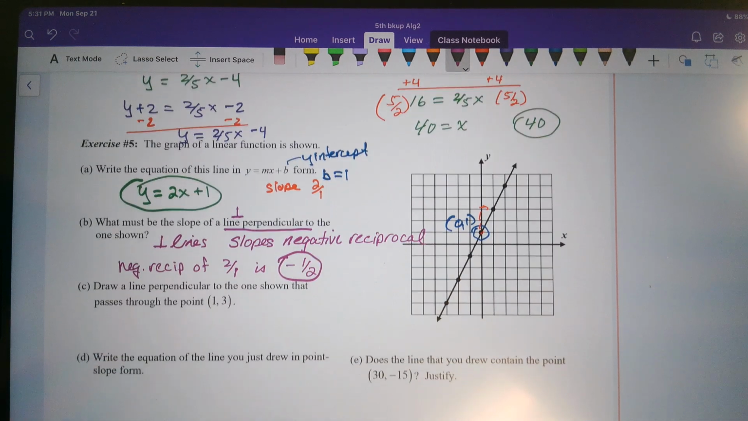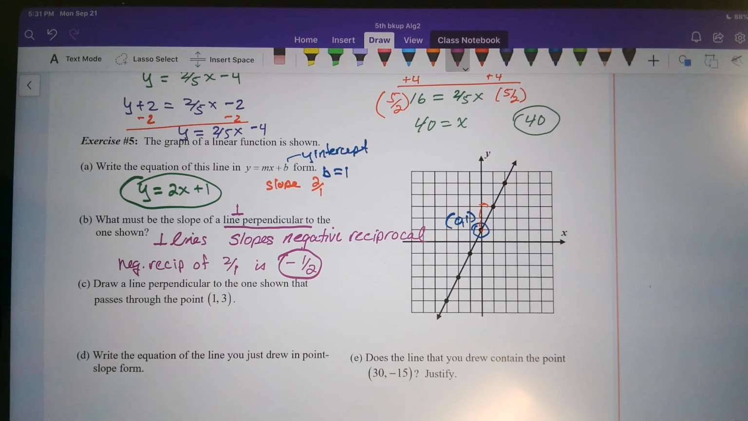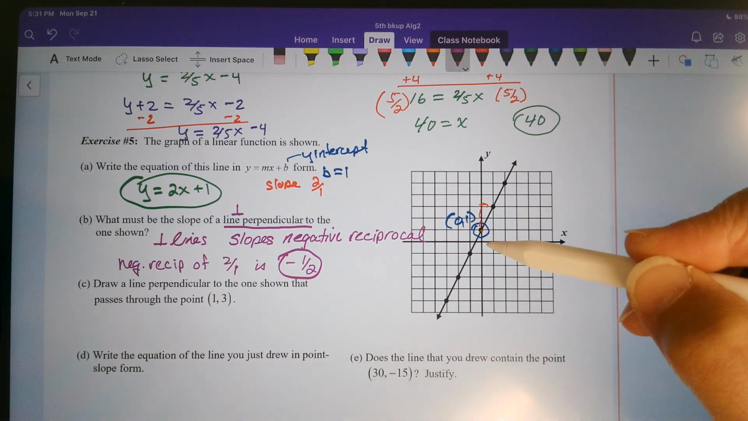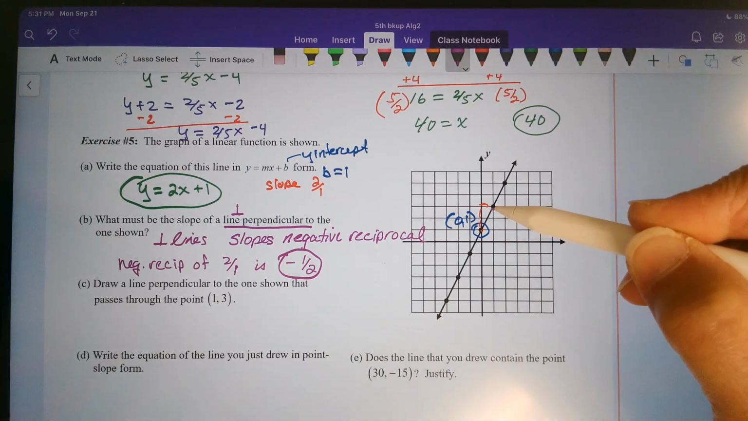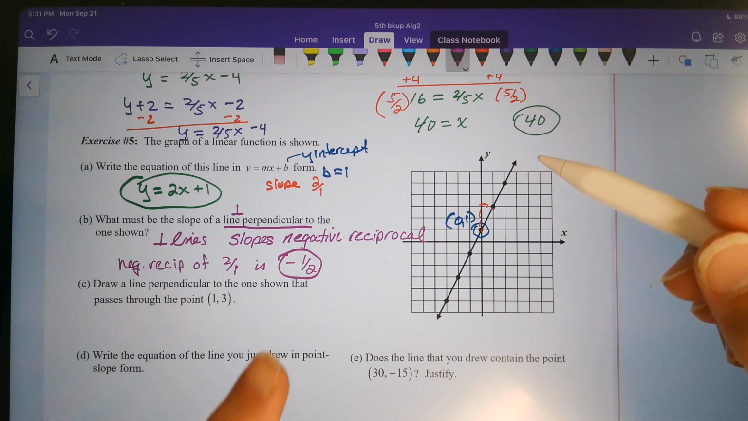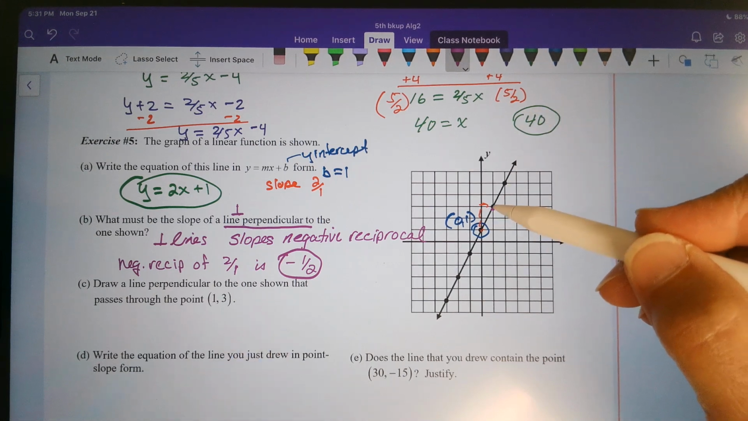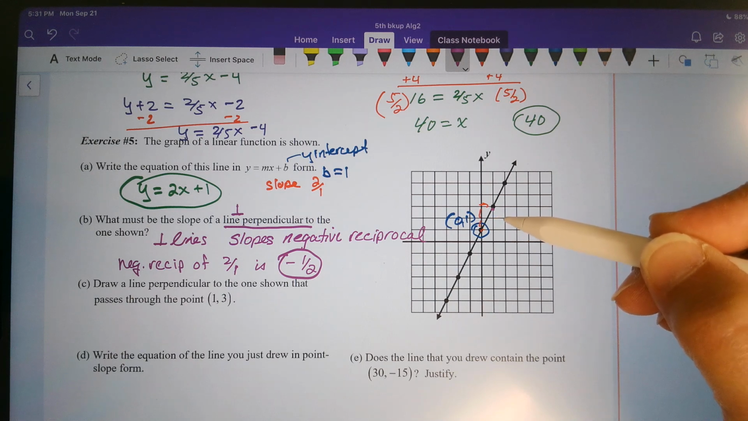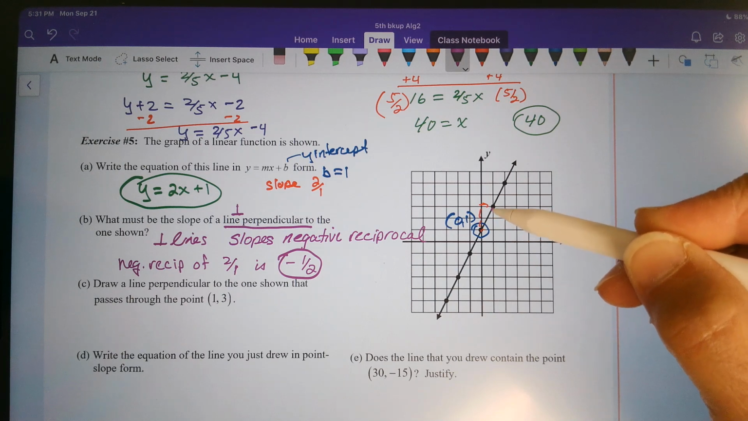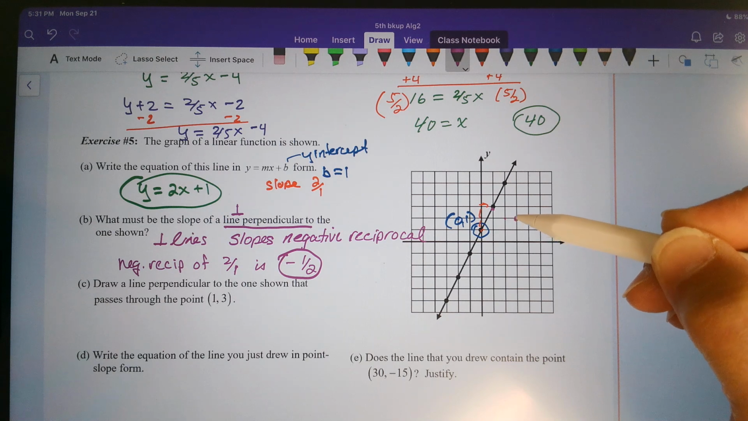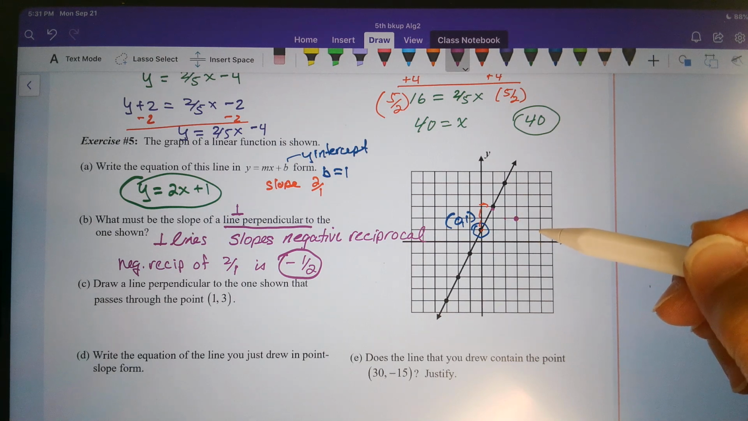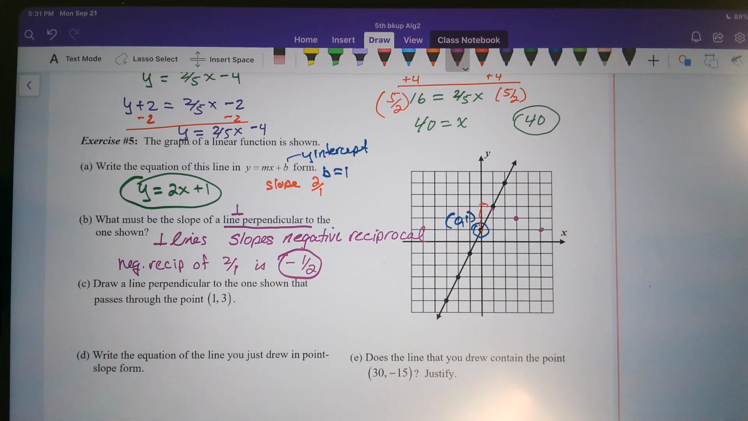Draw a line perpendicular to the one shown that passes through the point 1, 3. So let's get the point 1, 3, which is here. Perpendicular. The slope is -1/2, so I will count. I will go down 1 and then run over to the right 2. So down 1 and over 2 and mark a point. From that point, do the same, down 1 to the right 2. We want to draw this line.